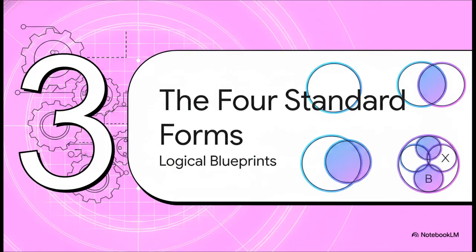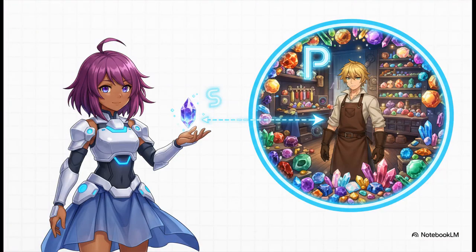Okay, let's get to the main event. Here's the thing. Pretty much any claim you can make that relates to groups of things can be boiled down to one of just 4 basic types. Think of them as the 4 blueprints for logical statements. Now, in all of these blueprints, we've got 2 main characters. The subject set, we'll just call it S, is the thing we're actually talking about. And the predicate set, or P, is the group we're relating that subject to. Let's see how they work.